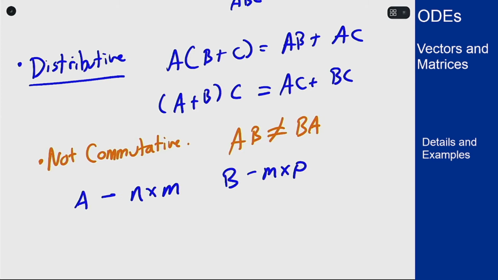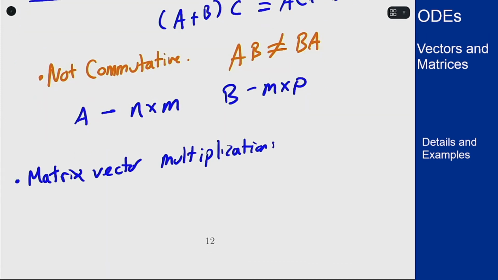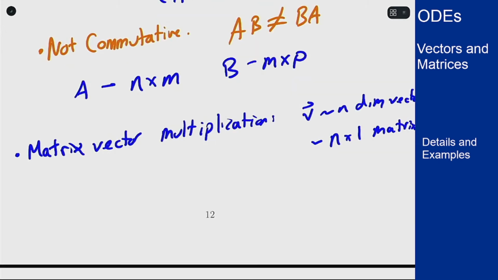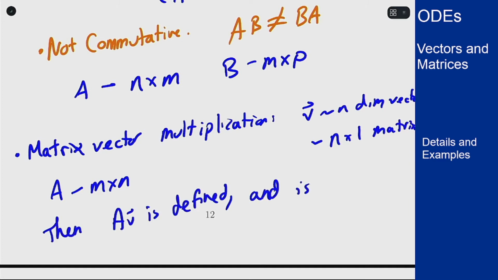The other thing to discuss briefly here is the idea of matrix vector multiplication. For a vector V, if it's an n-dimensional vector, we can think of this as a column vector, an n row by one column matrix. And in that sense, any matrix with n columns, I can multiply by this vector. So if A was an m by n matrix, and V is our n-dimensional vector, n by 1, then the product AV is defined and is an m by 1 vector.